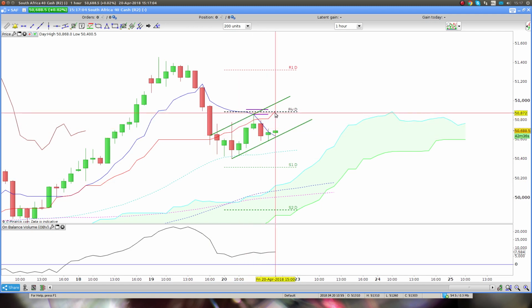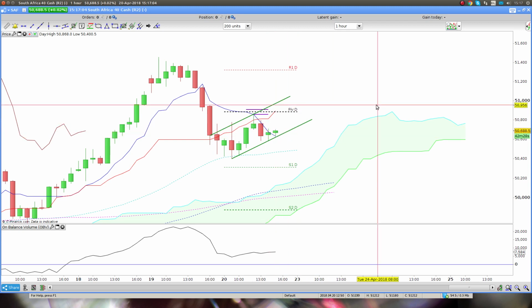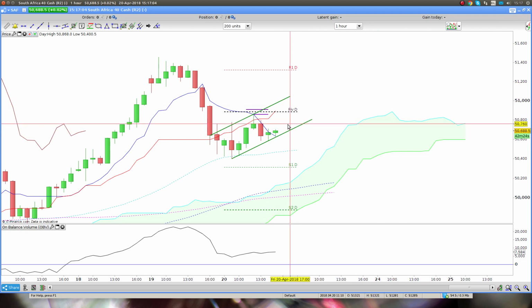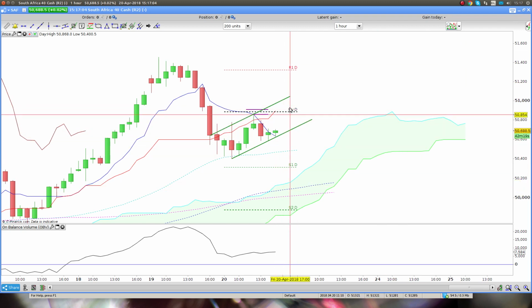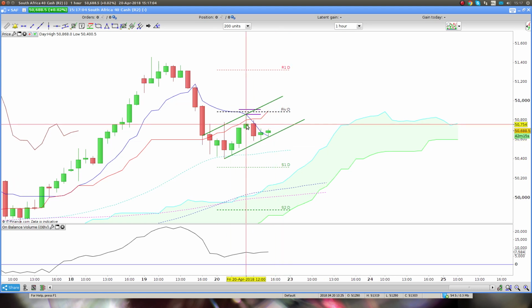So Kijunsen is crossed over and Tenkansen is pointing down. At this stage we are above Tenkansen, but it's very hard to read this time of the afternoon when we are 10, 13 minutes away from the US open. This thing could spike all the way up here, all the way down here until the US gets direction. So right now it's a flag.